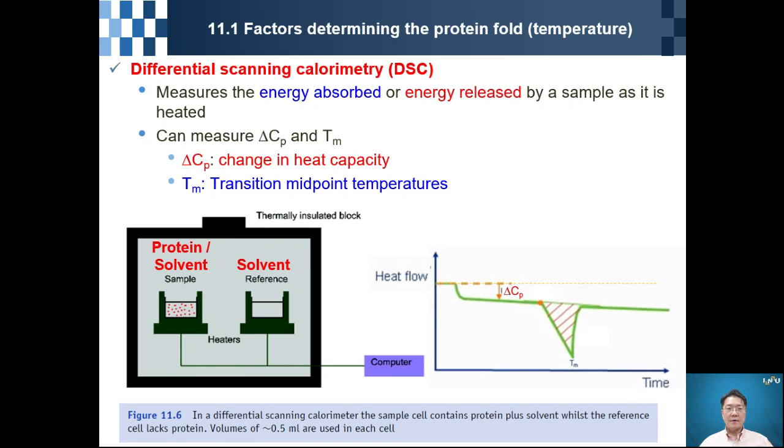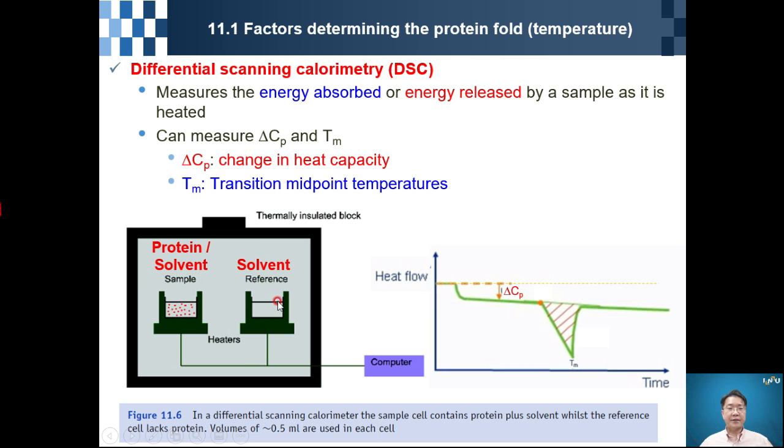Okay, in this slide we will learn differential scanning calorimetry, which we call DSC. DSC can measure the energy absorbed or released by a sample as the sample is heated. This is one example of DSC. In one container we put the sample, which is composed of protein and solvent.